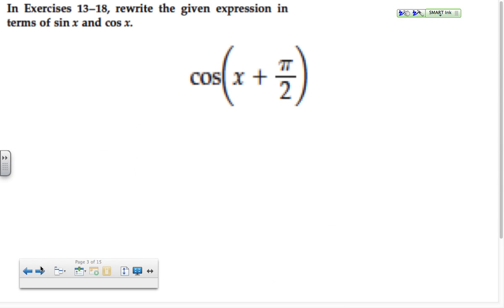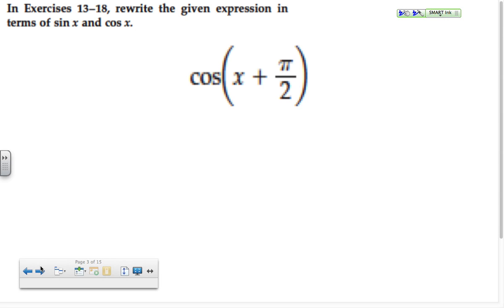All right, so now I have the directions in here because I pulled these problems out of the homework, so that they look just like the homework problem, so there's no panicking. It says rewrite the given expression in terms of sine x and cosine x. So basically, we're just trying to stretch it out.